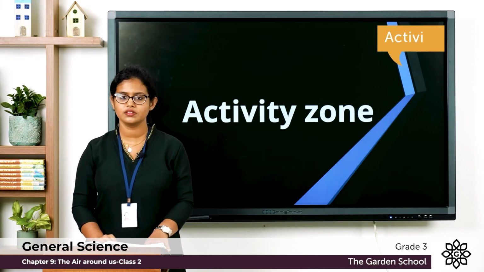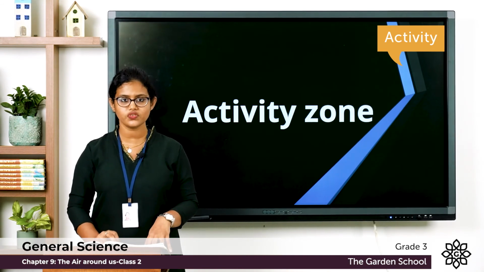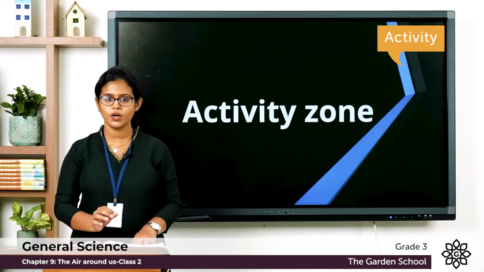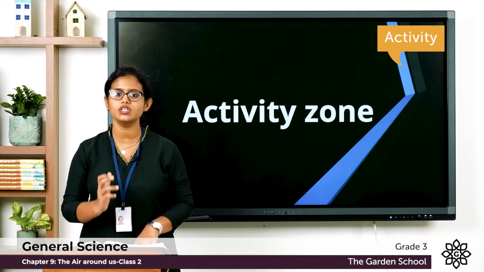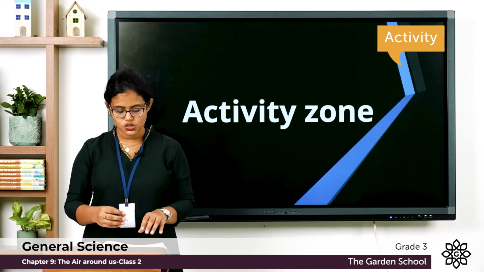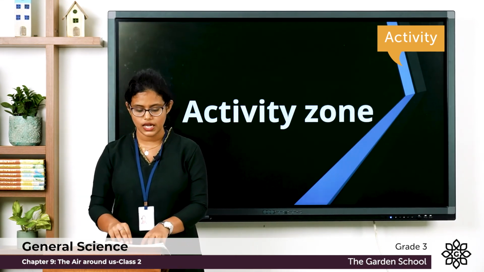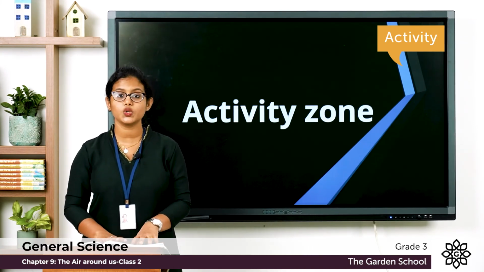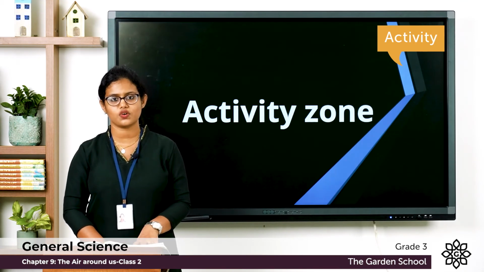The next one, the activity zone. You can see a picture here. What you have to do first is, you have to color this picture. Then, one more question is given. You have to list the things that pollute the air. We all know how we pollute the air. So seeing this picture, you have to list out the things that pollute the air. You can do this as an activity and once you are done, you can submit to Microsoft Teams.